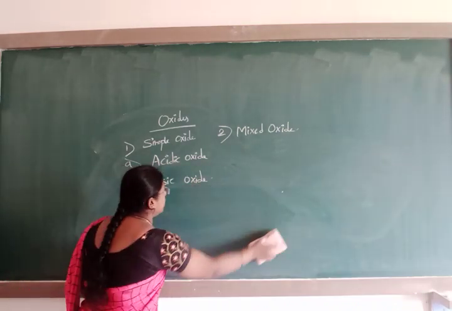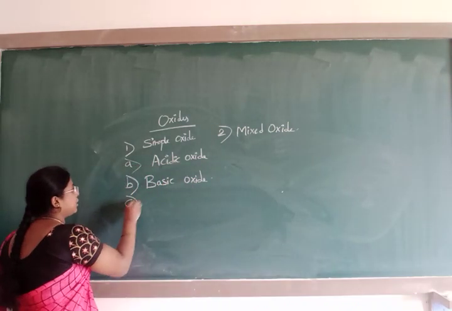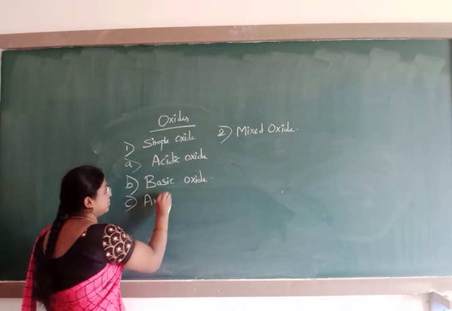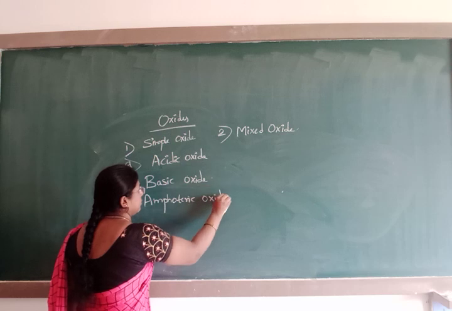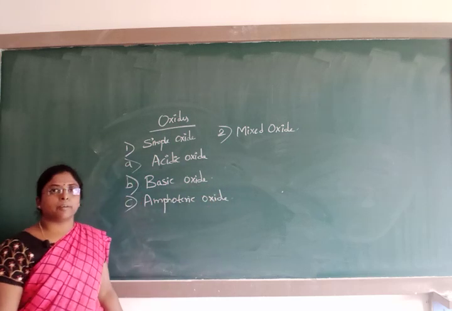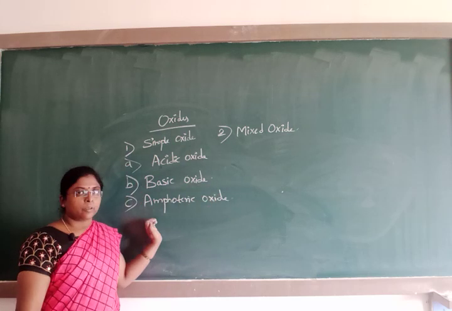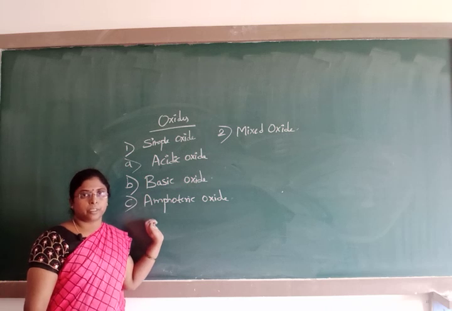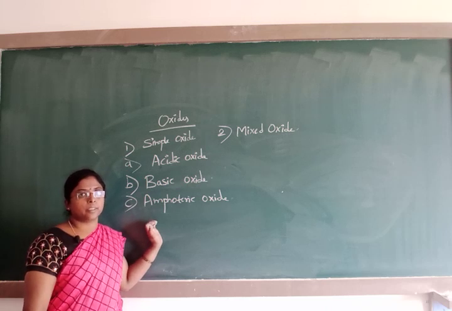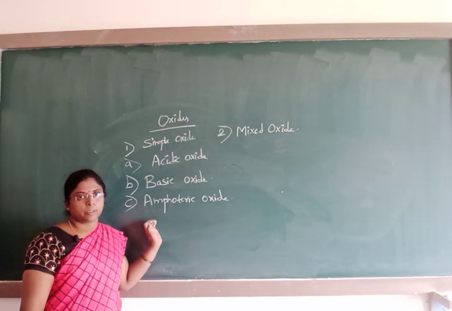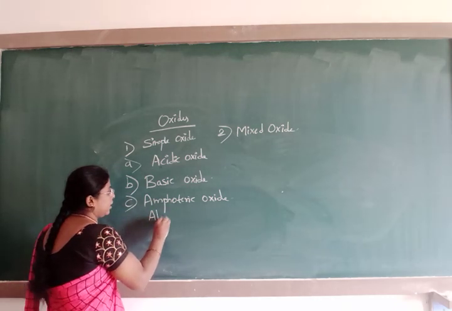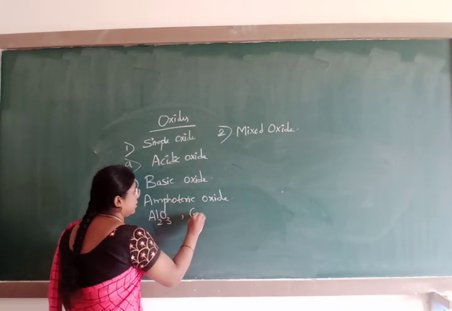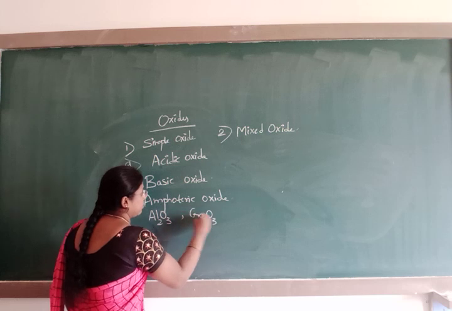After basic oxide, third come the amphoteric oxides. The word itself indicates it: an oxide that behaves with a dual nature, both as an acidic oxide as well as a basic oxide, is known as an amphoteric oxide. Examples of amphoteric oxides are Al2O3 and Ga2O3.